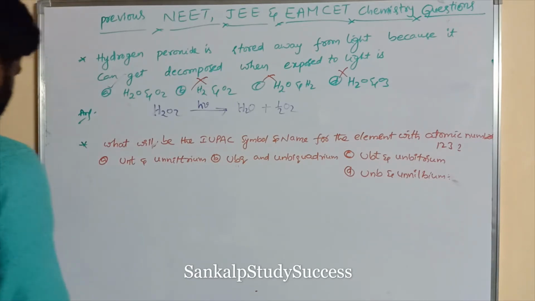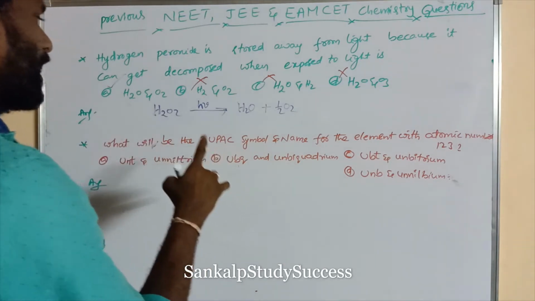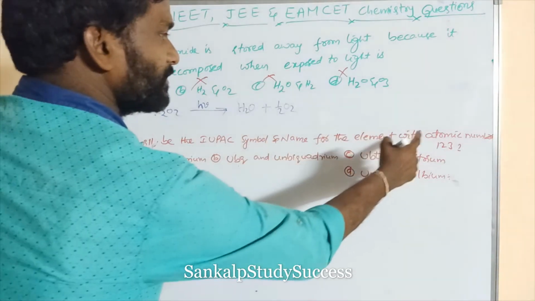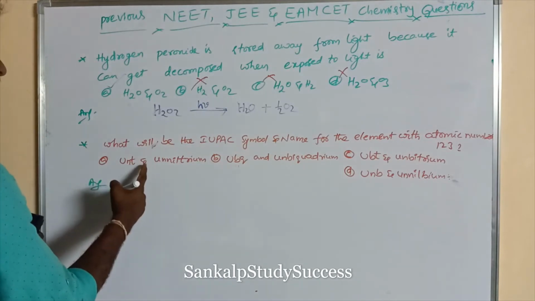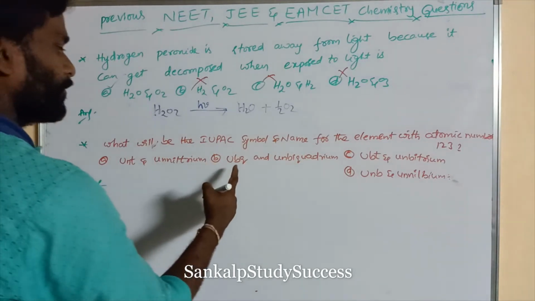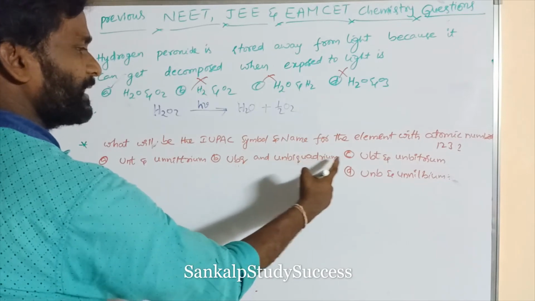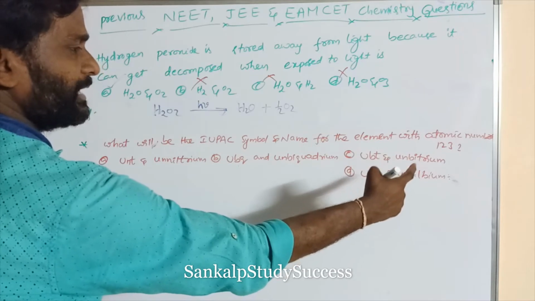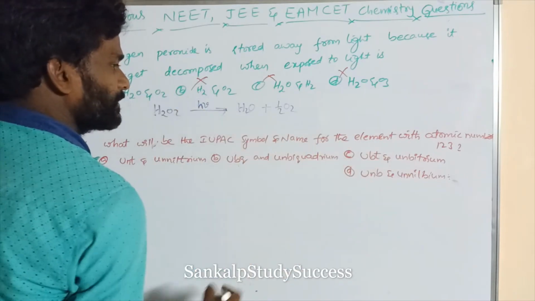What will be the IUPAC symbol and name for the element with atomic number 123? UNT and unilithium, UBQ and unbiquadium, UBT, unbitrium, UNB, unilbium. Right.